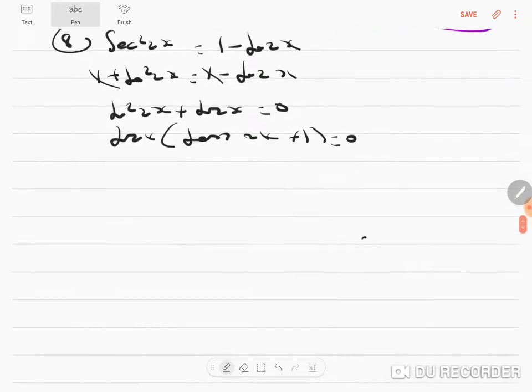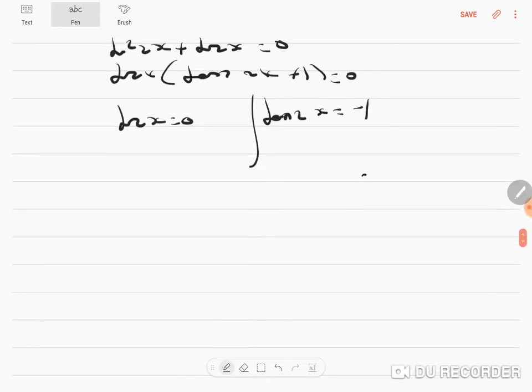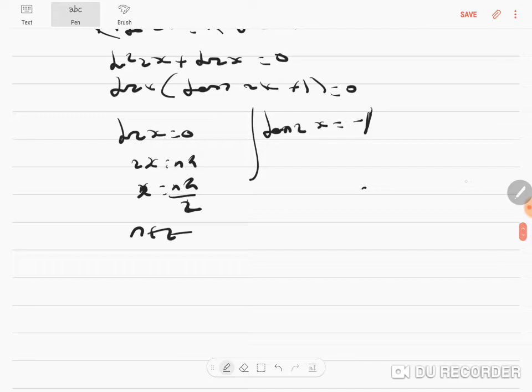Thus you have either this is 0, which is tan 2x is equal to 0, or tan 2x is equal to minus 1. Tan 2x will be 0 wherever sin is 0, tan is also 0. So n pi. So 2x is equal to n pi. So x is equal to n pi by 2, where n is an element of Z, will be the solution for this. Coming back to 1, tan will be 1 only at 45 degree, which is pi by 4.